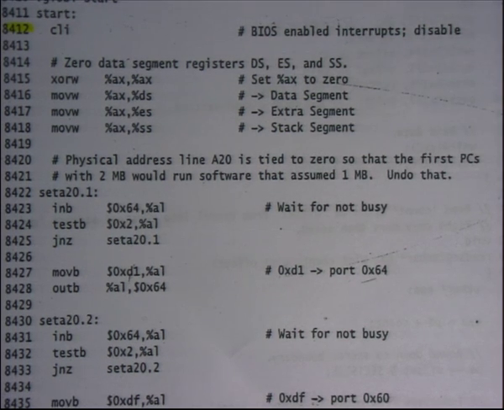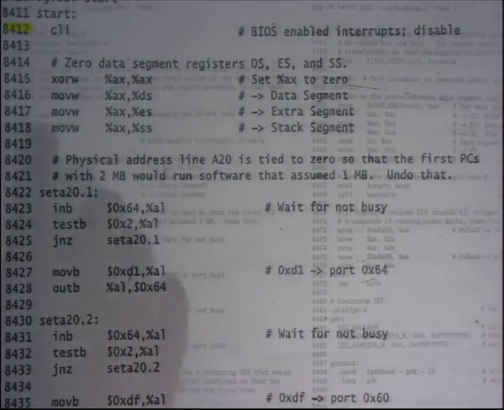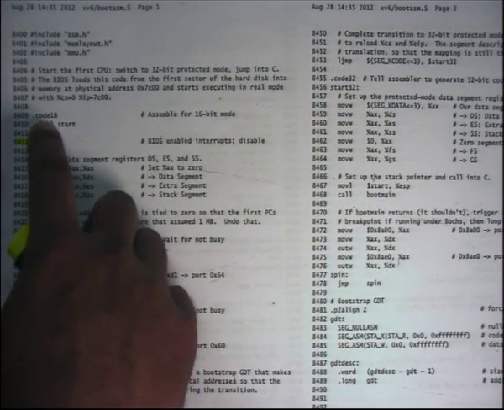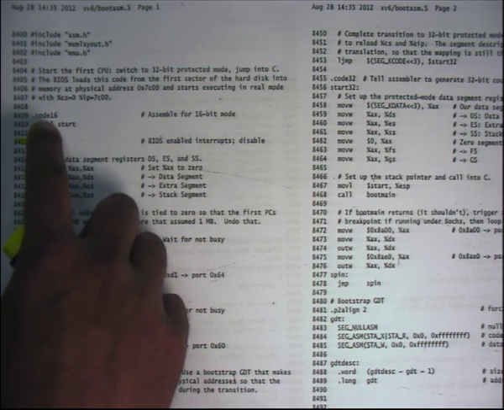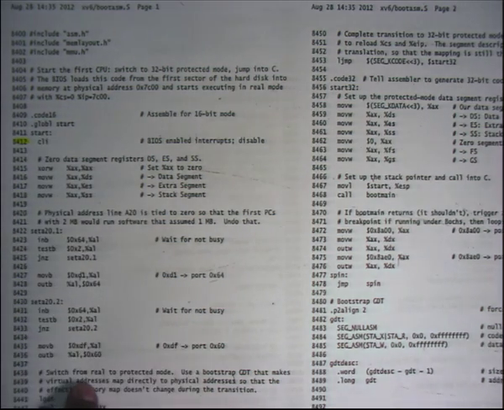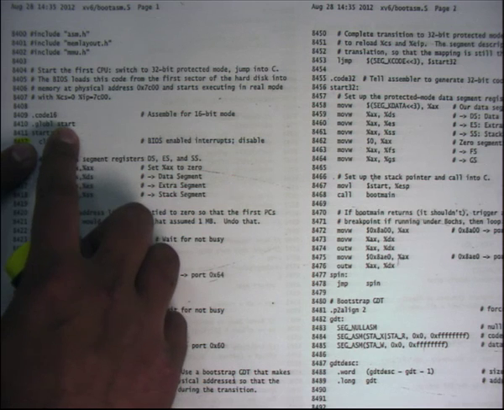So this is the assembly code of the boot sector, all right? The line 8409 is saying code 16, which basically means treat this code as 16-bit code. So this is a 16-bit code. The next line says global start, which basically means consider this symbol start as a global symbol. Okay, what it means we can talk about it later.